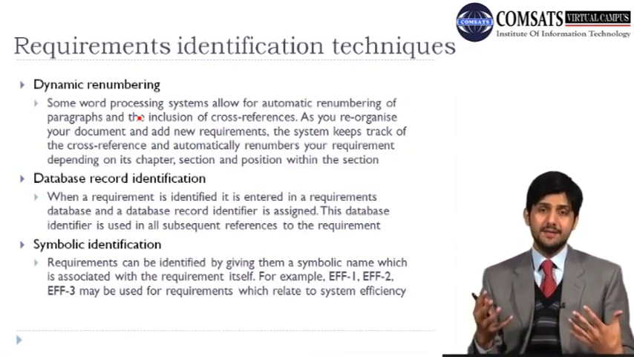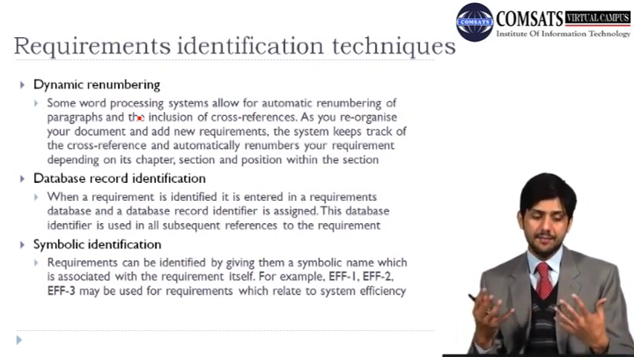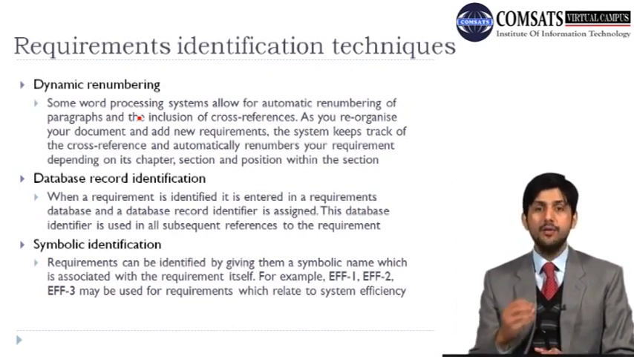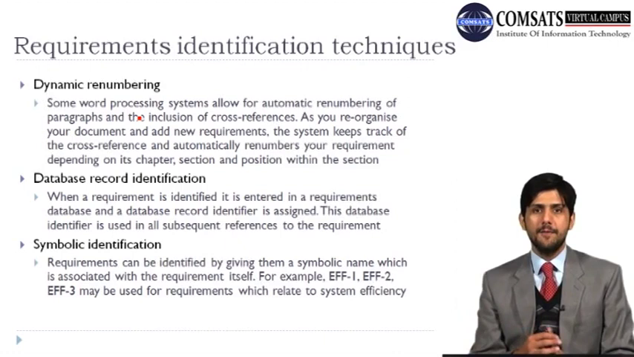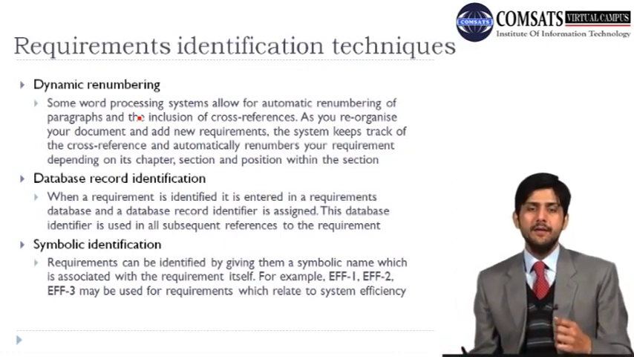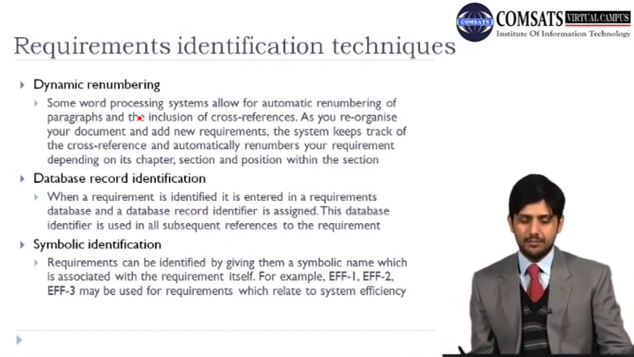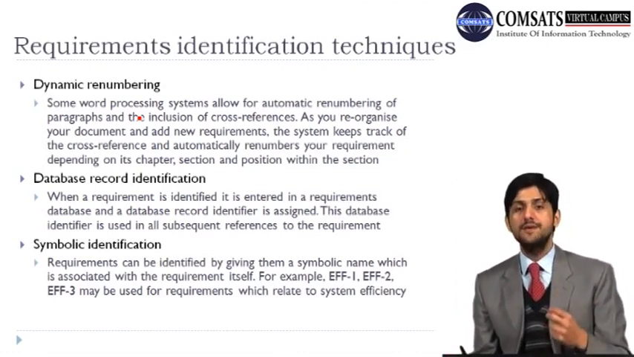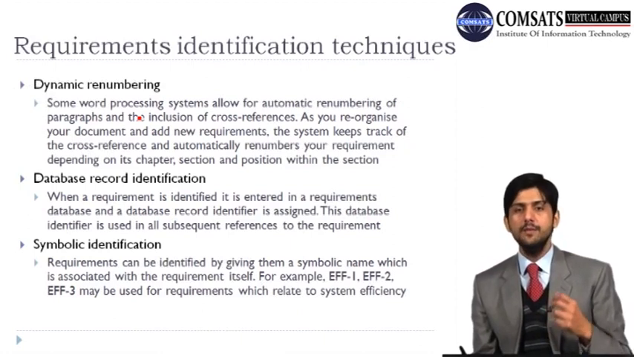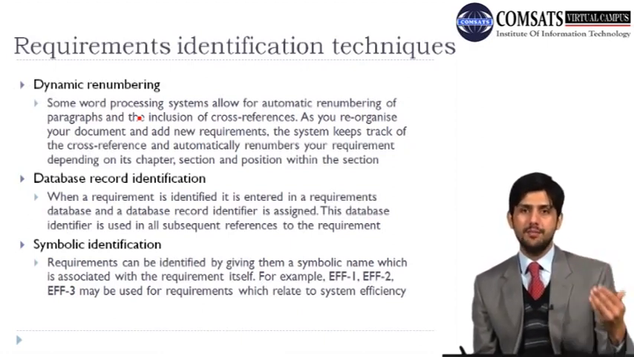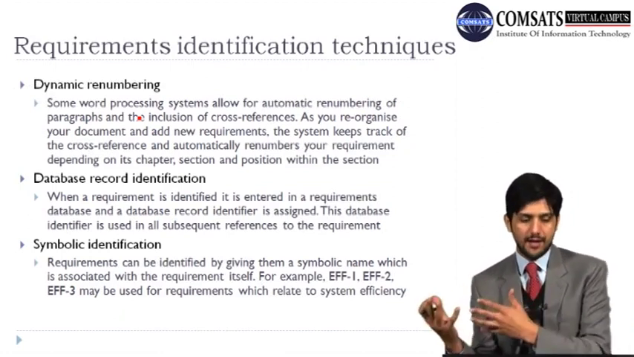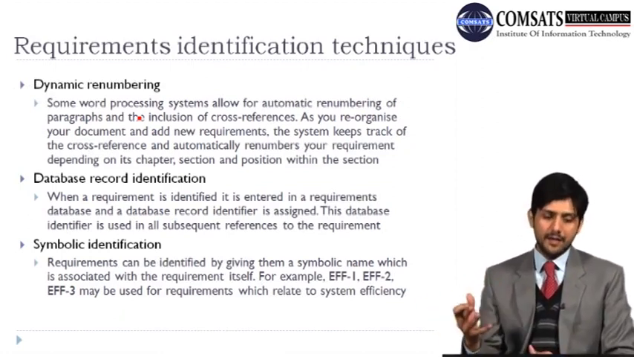Or if you're using a database, then database record identification is something that can be used. When a requirement is identified, it is entered in the requirements database, and a database record identifier is assigned. So if you're using a database, then the number is automatically generated by the database. This database identifier is used in all subsequent references to the requirement. So whatever identifier you are using in your database, that is going to be used whenever this particular requirement is referenced again and again. And then you have symbolic identification.